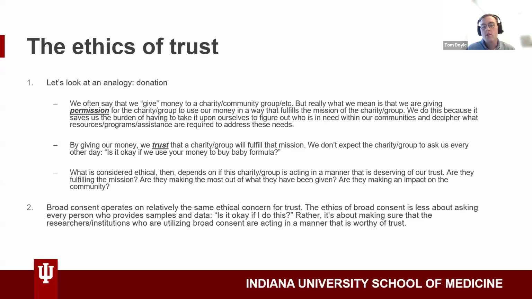Are they fulfilling the mission? Are they making the most of what they've been given? Are they making an impact on the community? So ultimately, as you can probably tell, I think that broad consent operates on relatively the same ethical concern for trust. The ethics of broad consent is less about asking every person who provides samples and data, is it okay if I do this? Rather, it's about making sure that researchers and institutions who are utilizing broad consent act in a manner that is worthy of trust, and that they're doing things that maintain trustworthiness.